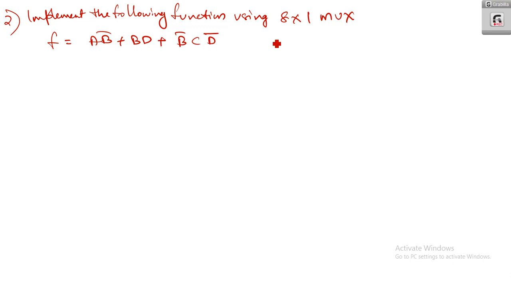So here I am going to write about min terms. F is equal to sigma m of dash. You need to fill this area. There is an easy way, so I am going to draw the K map directly. Here we have 4 variables.